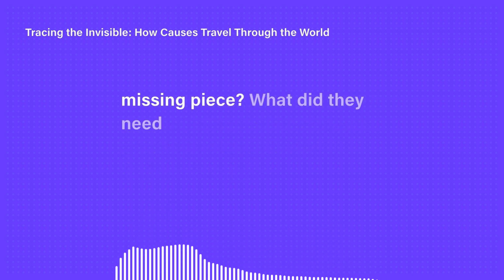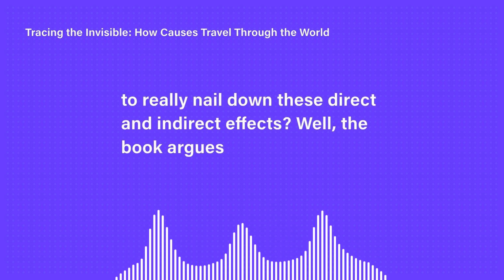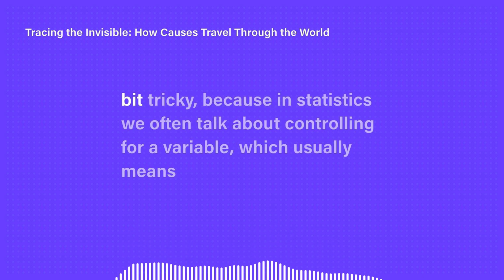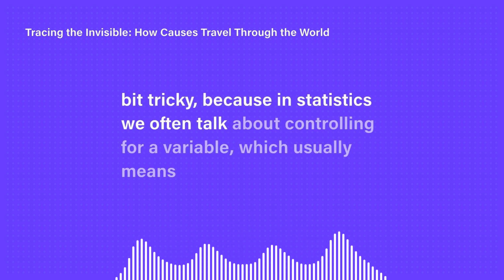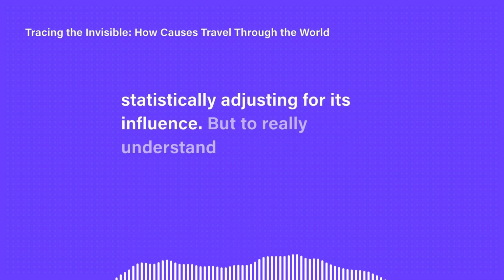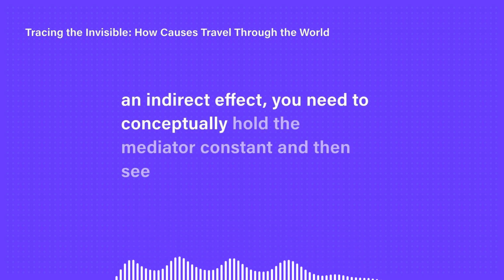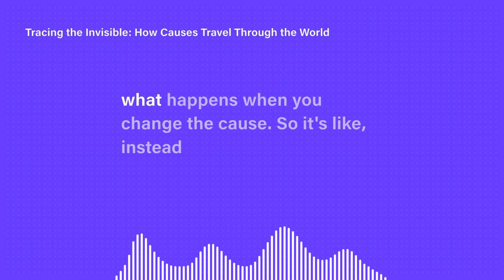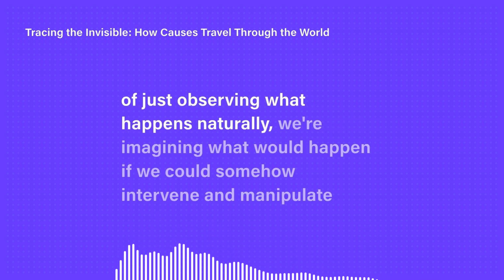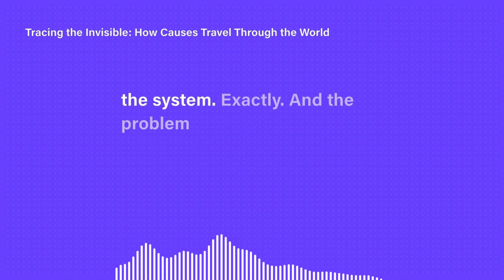So what was the missing piece? What did they need to really nail down these direct and indirect effects? Well, the book argues that the key concept was the idea of holding constant. And this is where it gets a bit tricky. Because in statistics, we often talk about controlling for a variable, which usually means statistically adjusting for its influence. But to really understand an indirect effect, you need to conceptually hold the mediator constant and then see what happens when you change the cause. So it's like, instead of just observing what happens naturally, we're imagining what would happen if we could somehow intervene and manipulate the system. Exactly.